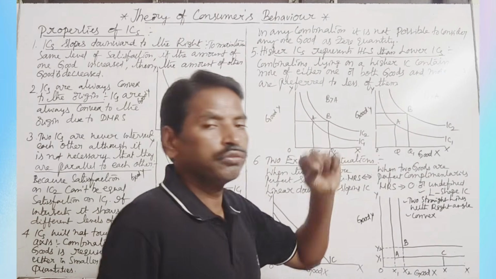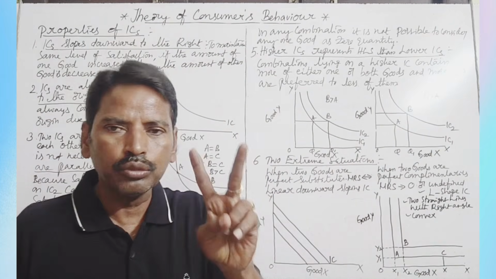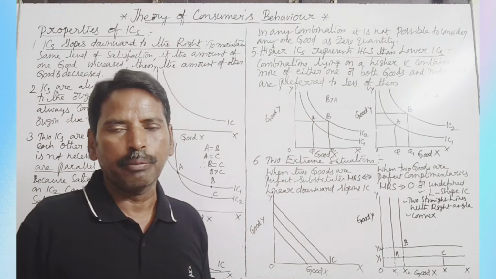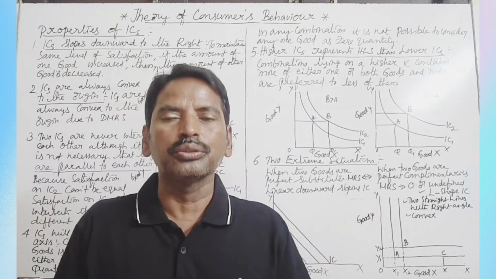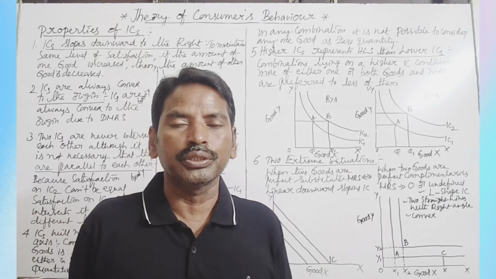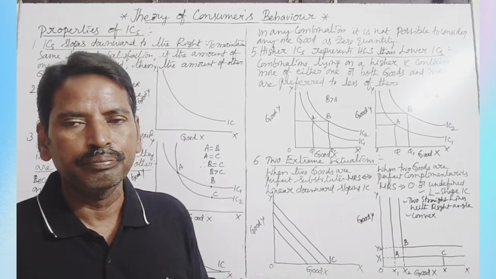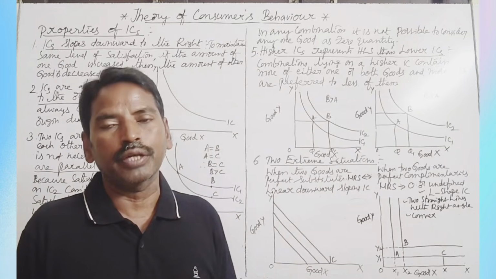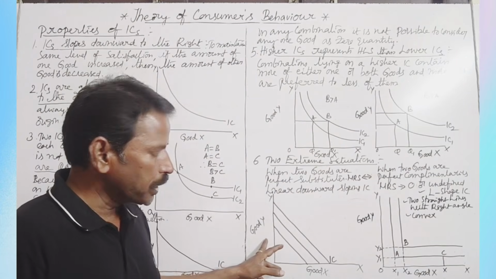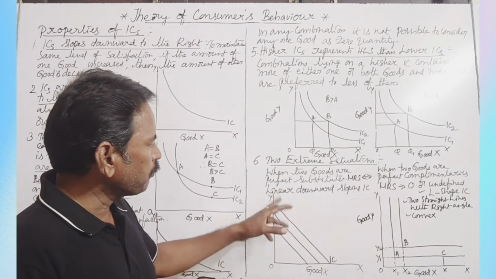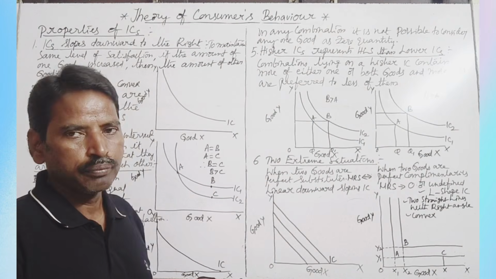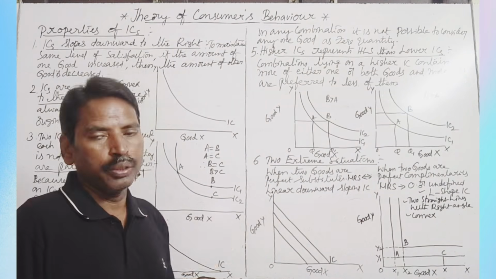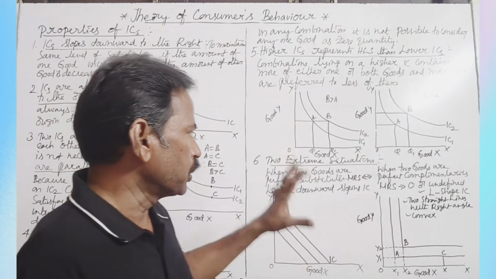Next, property number 6: two extreme situations. One is when two goods are perfect substitutes, that means homogeneous goods. MRS is constant, so the indifference curve is a linear downward sloping indifference curve. Observe this diagram for perfect substitutes. MRS is constant and the indifference curve is downward sloping.